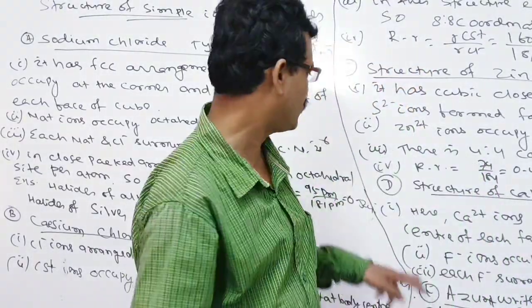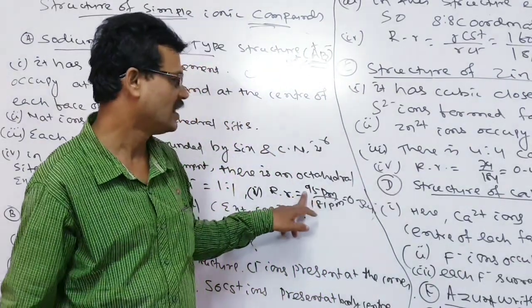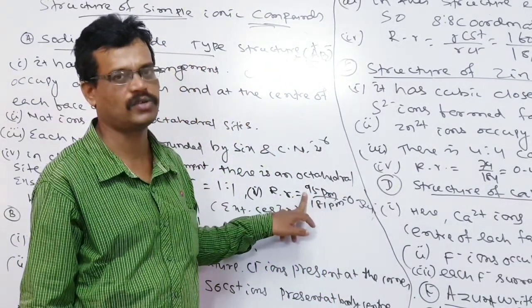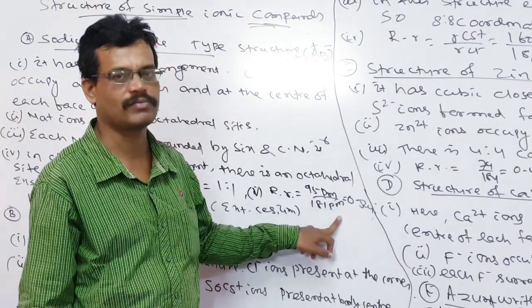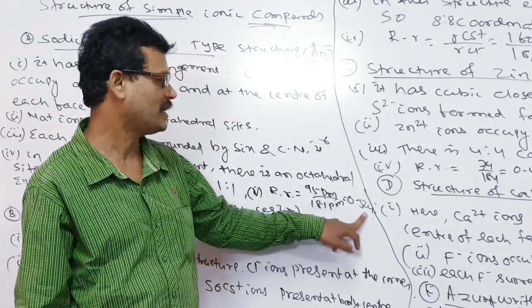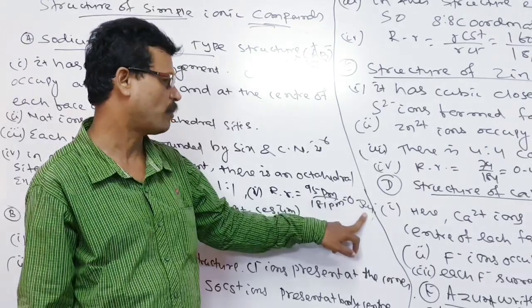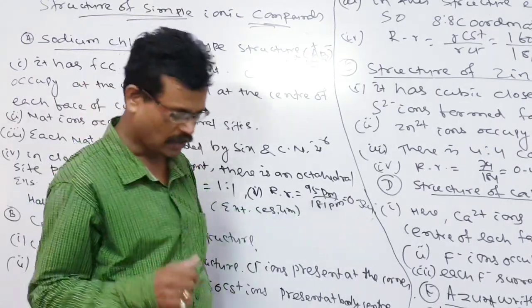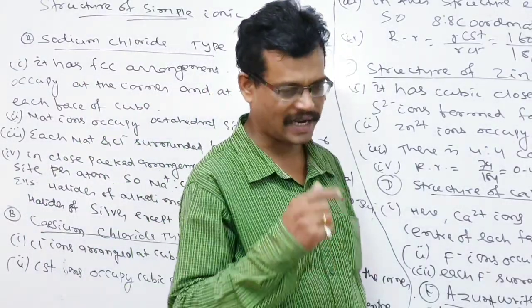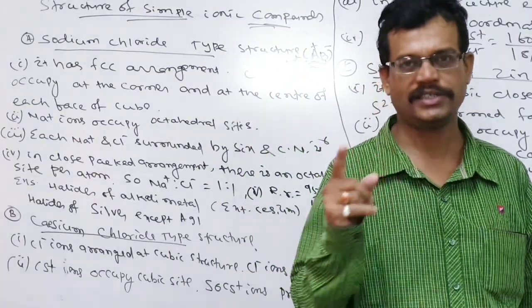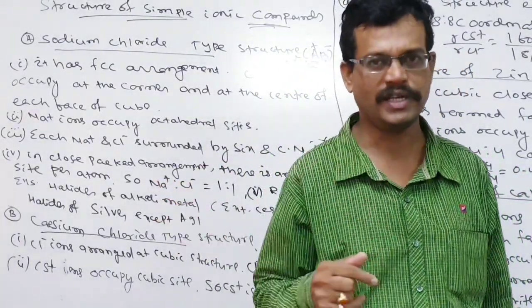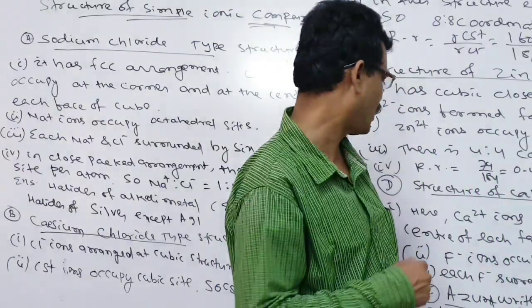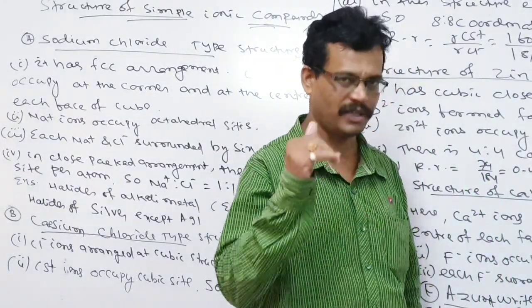In this case, the size of the cation, look here, is 95 pm, that is the size of the sodium ion, and 181 pm is the size of the chloride ion. The ratio is found to be 0.524. We already categorized this in earlier classes: there is a relation between radius ratio, coordination number, and structures. Just to recollect, this number 0.524 comes in the middle range.